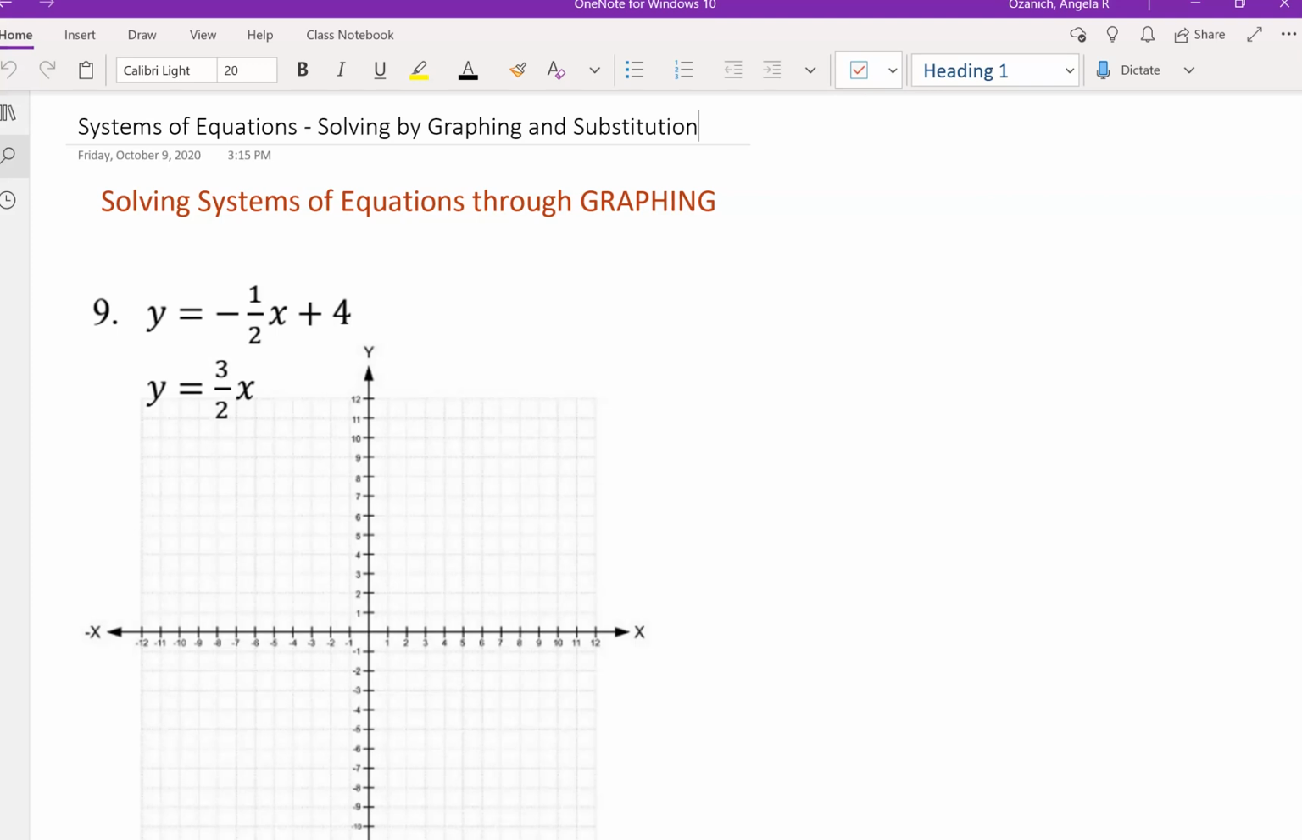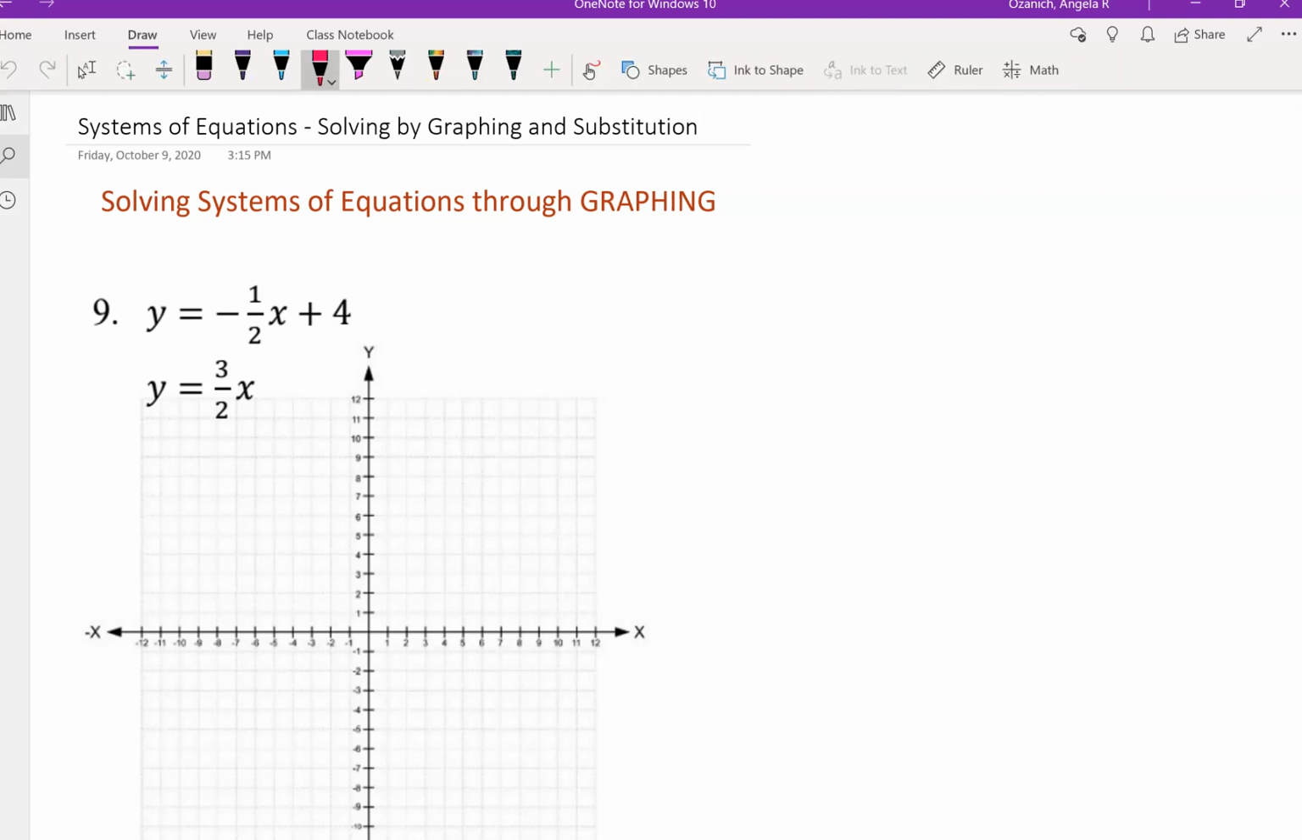All right, algebra students, here we go. We are going to tackle systems of equations and solving those systems of equations through graphing and substitution this week. So a system of equations is going to be a situation where you have more than one equation, okay?